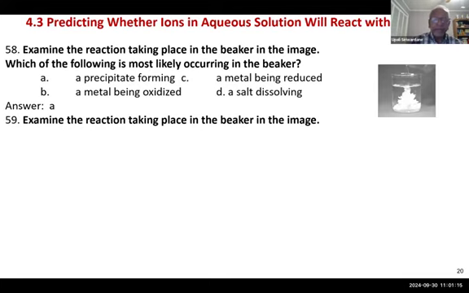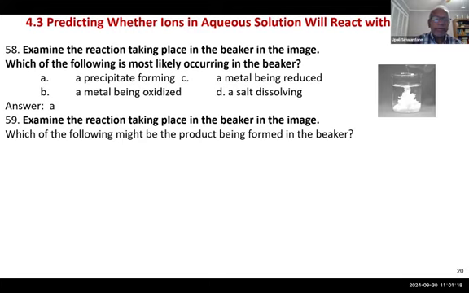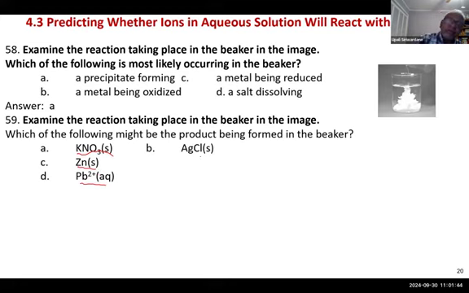Examine the reaction that takes place in a beaker in the image. Which of the following might be the product being formed in the beaker? This is soluble. This is a metal. This is an aqueous ion, which is in solution. The most likely to be formed is silver chloride. We know silver chloride is a white powder, white color. Therefore, the answer is B.